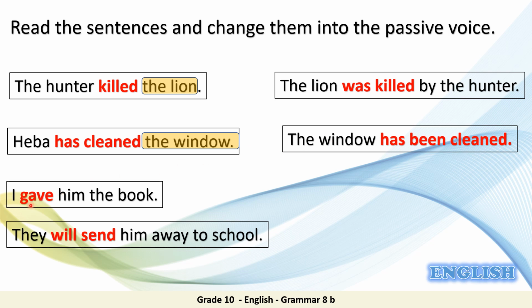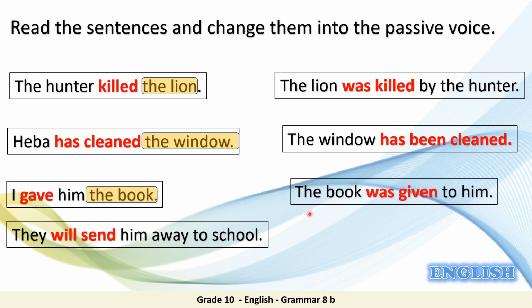Another example, I gave him the book. So, where is the object here? It's the book. And what tense is that? It is the past simple. That's right. So the correct answer is the book was given to him.